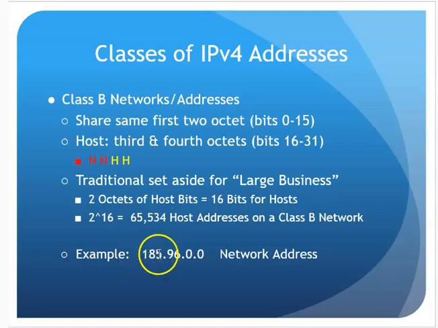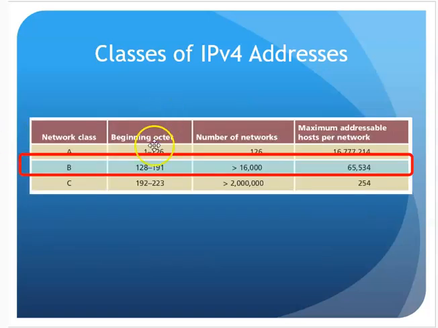So a number like 185.96.0.0, that network address, we would know is a Class B because that first number falls in the range of 128 to 191. So as I look at that first octet, that was a clue as to what the network was. And that 185 is in that range, so we knew it would be a Class B.